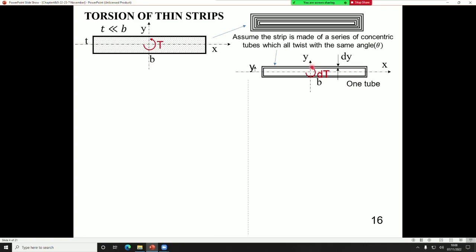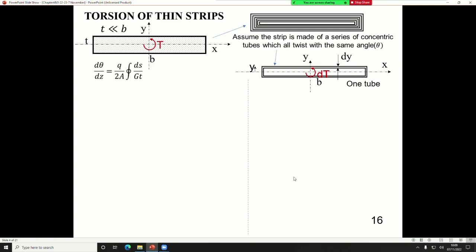So say this edge, the top and bottom ones, are placed at a distance of y from the x-axis. I've attached an xy coordinate system to the cross-section, and z is along the axis. Say the thickness of this tube is dy. So this distance is y, the thickness is dy. The width is equal to b.